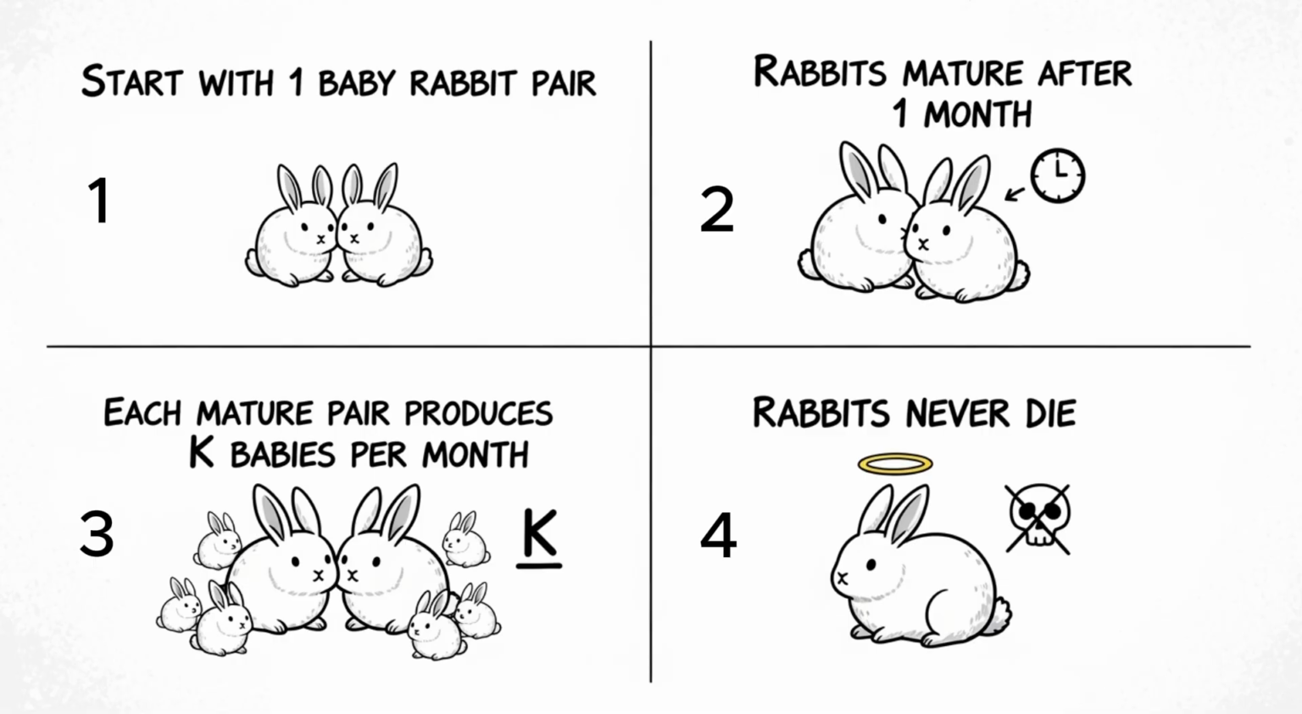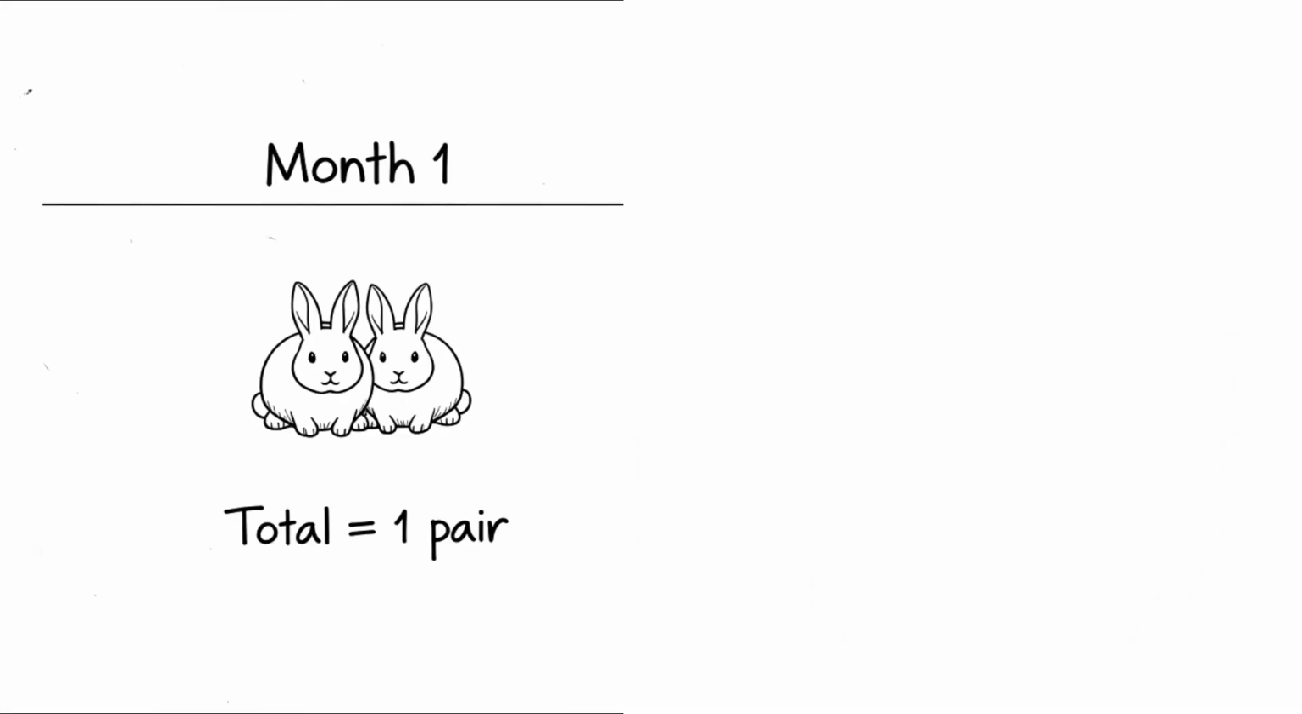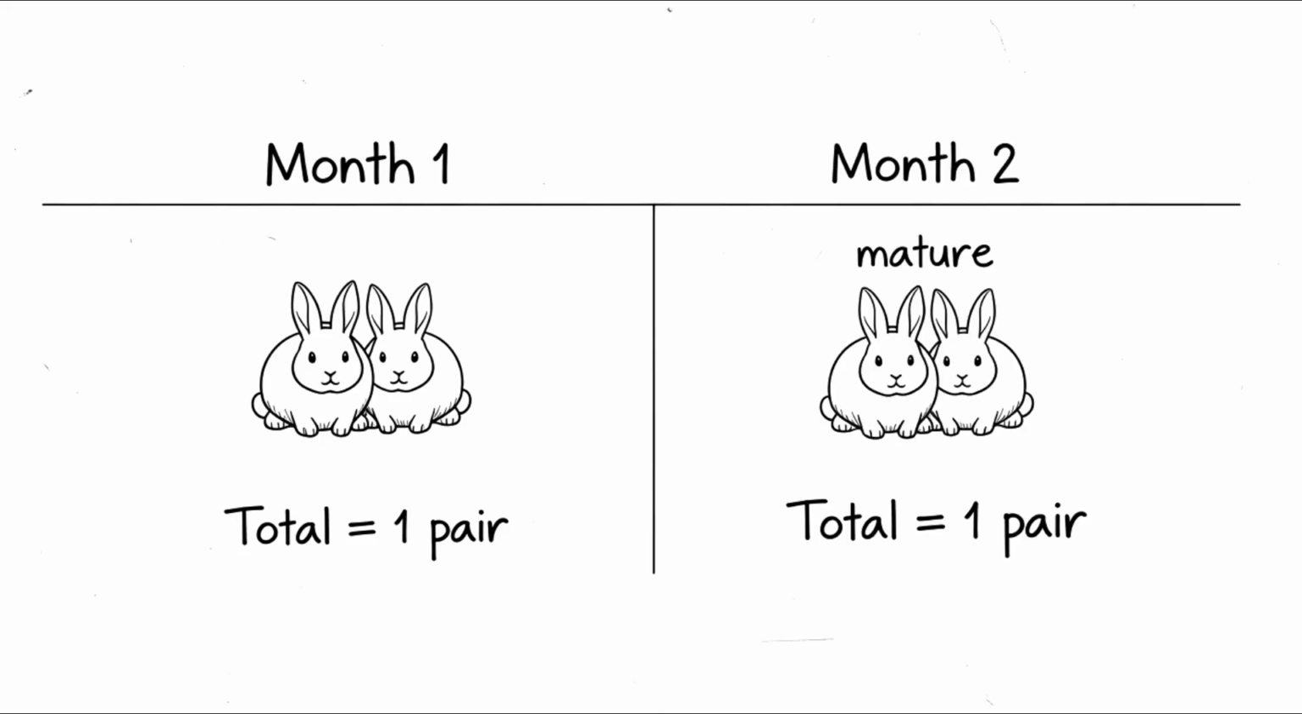Rule 4, rabbits never die. They just keep reproducing, forever. Okay, that last rule is obviously unrealistic, but it keeps our math clean. This is a theoretical model after all. Let's trace through the first few months with k equals 5 to really understand this. Month 1, we have 1 pair of baby rabbits. Total equals 1 pair. Month 2, our original pair is now mature, but they haven't reproduced yet.